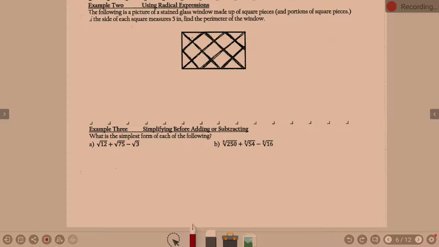Okay. So the following is a picture of a stained glass window. We're trying to find the perimeter of the entire thing, right? What do I mean by perimeter? Yeah, distance around, basically, the short of it. Add all those sides up somehow or another. So we need to know some distances here, don't we?